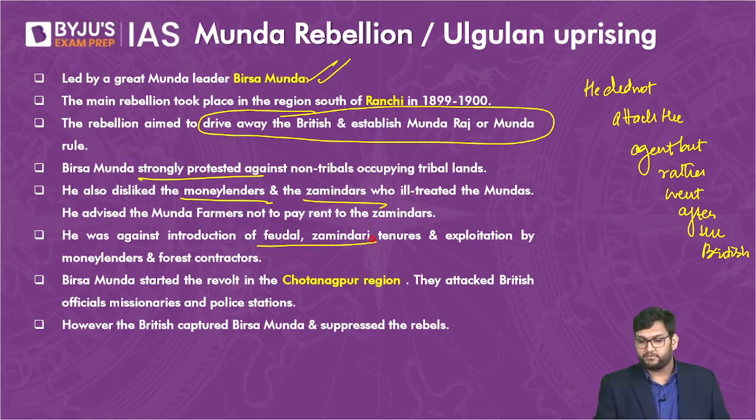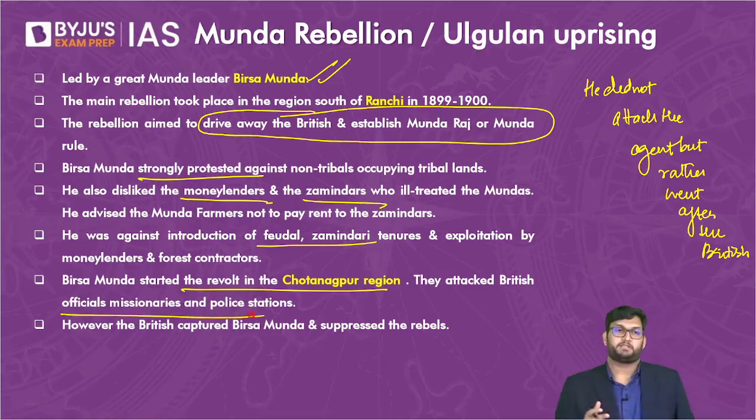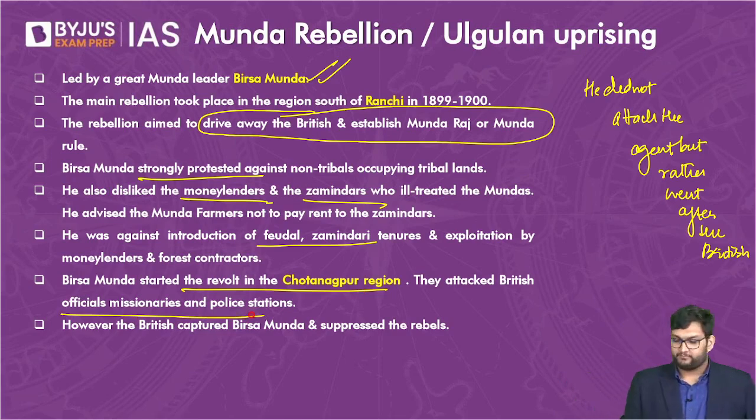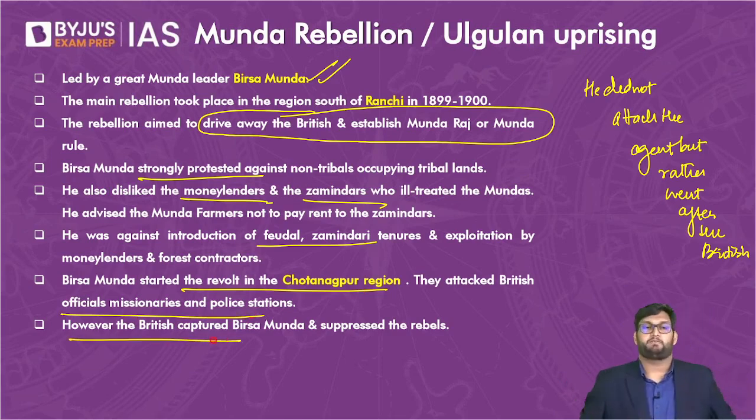And therefore, the revolt started in the Chota Nagpur plateau. They attacked the British officers, the missionaries, and the police stations. However, the British later captured Bhagwan Birsa Munda and suppressed the rebellion. This is the other name of Birsa Munda.